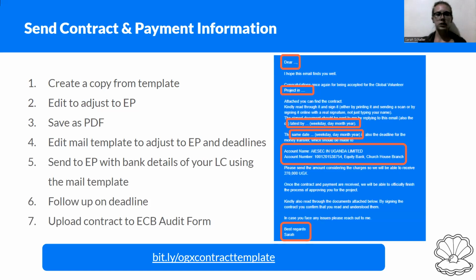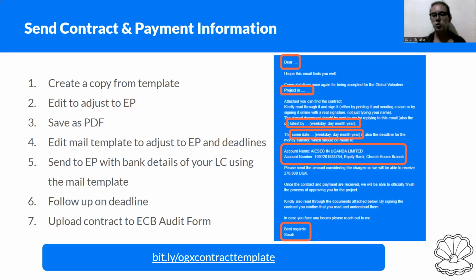Then after you prepare the contract, you actually send it out. Therefore, we have a mail template. The mail template was shared to all of your emails. If you don't have it, please contact me so you get the template. You adjust this mail template to the EP and add a deadline. On the right side, you see what exactly you have to change.